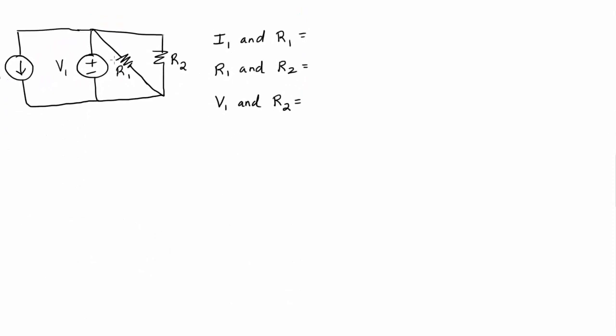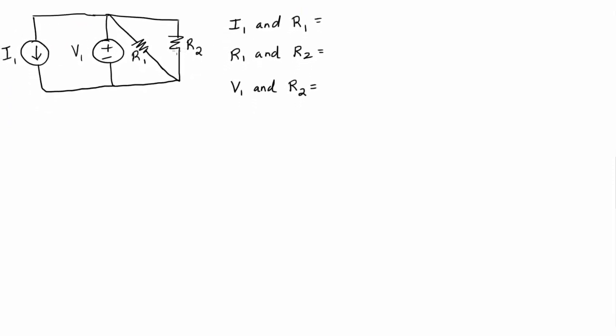Lastly, I1 and R1. If we look at the nodes, per usual, 2 nodes right here. I1 and R1. Again, these 2 things share 2 nodes in common, so they're going to be parallel.